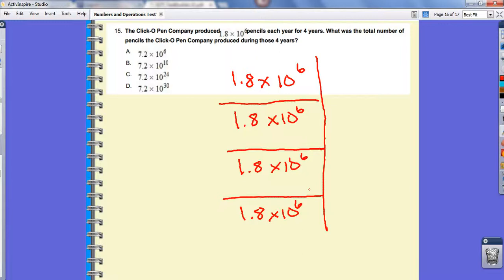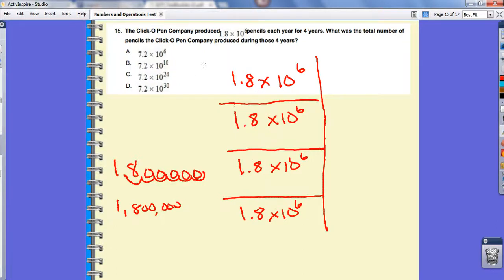Well, when I do that, I know I'm going to have 1.8, and then I just got to move it 6 times. 1, 2, 3, 4, 5, 6. Fill in my zeros. So I know they have 1,800,000 each year. That's how many pencils they produced.